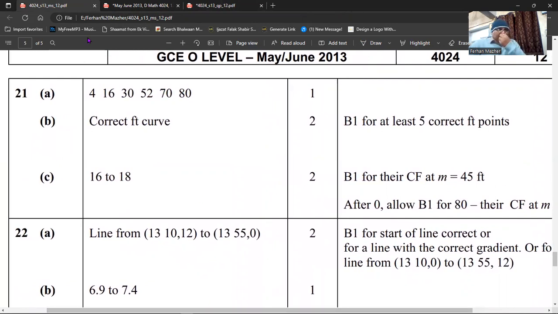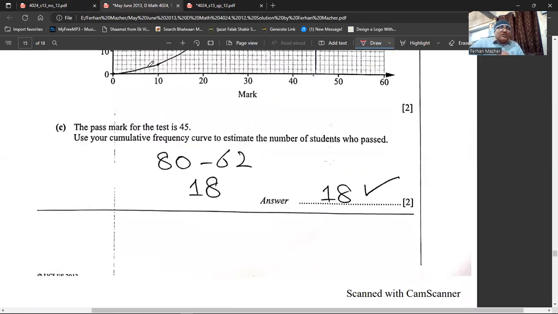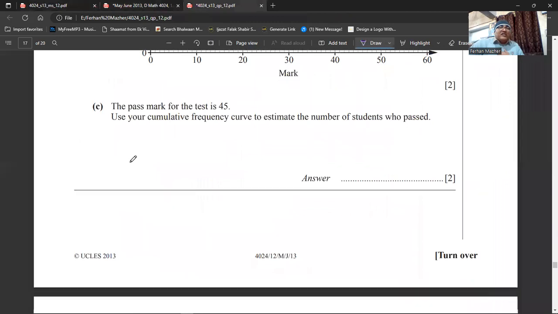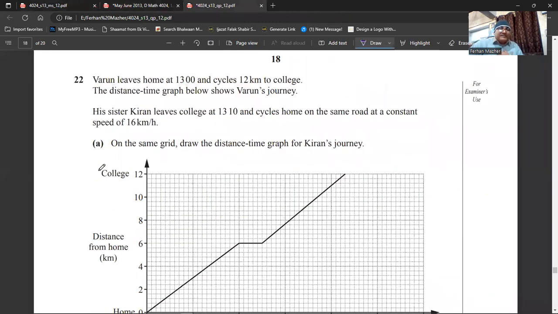So that's question number 21. Okay, so let's go to the next question. Question number 22. It says, Varun leaves the home at 1300 and cycles 12 kilometers to the college.